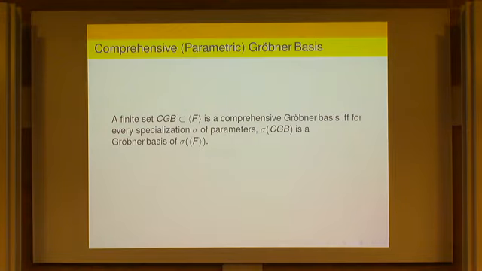So what is the comprehensive Groebner basis? This is not the way the theory has developed, but I'm going to try to draw a parallel between Groebner basis and the parametric comprehensive Groebner basis as much as possible. That's going to be my whole message here. So what is the comprehensive Groebner basis? It is also a subset of the ideal F, such that for every specialization of parameters, the specialized version of that comprehensive Groebner basis is a Groebner basis.